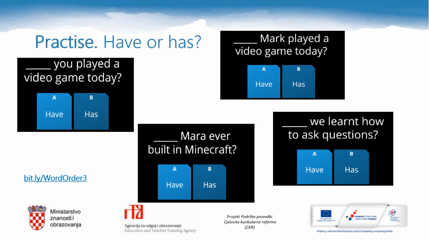Let's practice using have or has at the beginning of the question in the present perfect simple. You can practice by reading the sentences on the screen, or you can copy the link that you can see in the bottom left-hand corner into your browser. The link is bit.ly word order 3. There you can see these 4 and 2 more sentences.